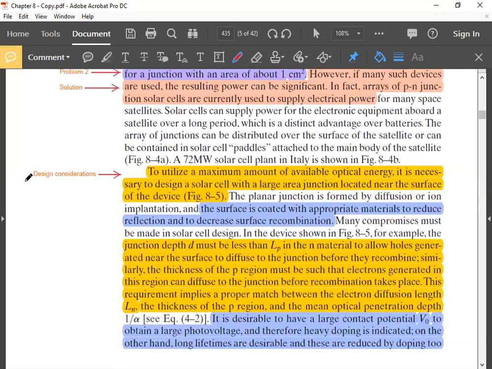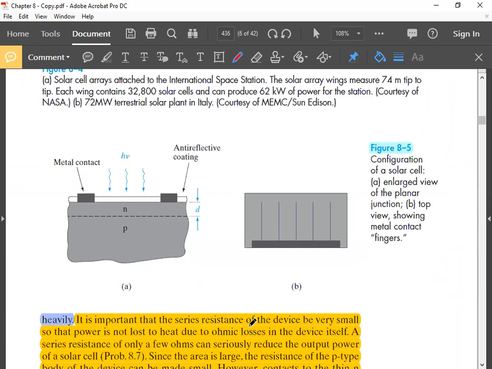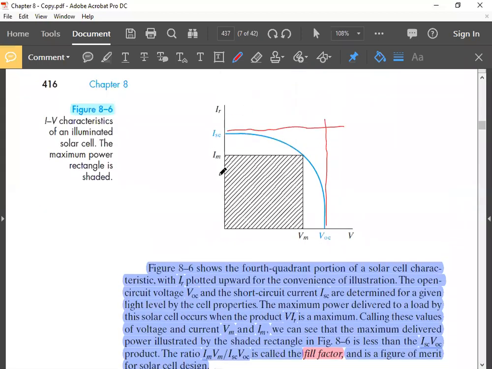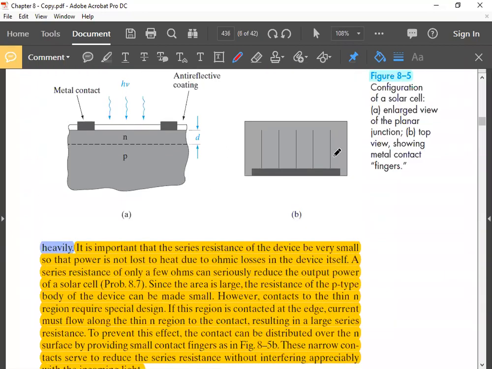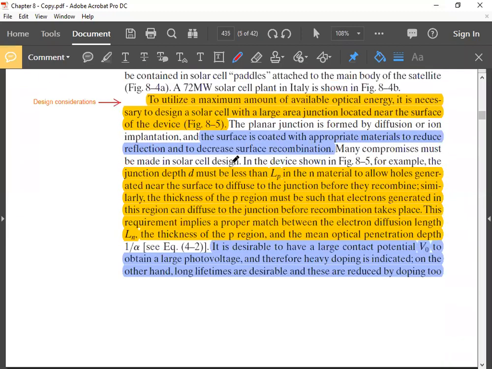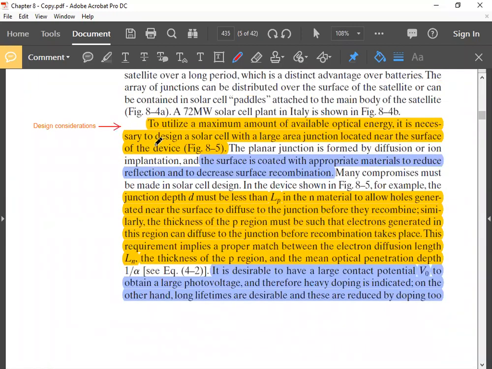Now there are some design considerations of solar cell. There are actually 6 design considerations which I have shown here using alternate color. So yellow, blue. One design consideration, second, third, fourth, fifth, and sixth. 6 design considerations, and there are also some images. This is one figure, and this is another figure for design consideration. So let's see what are the design considerations.